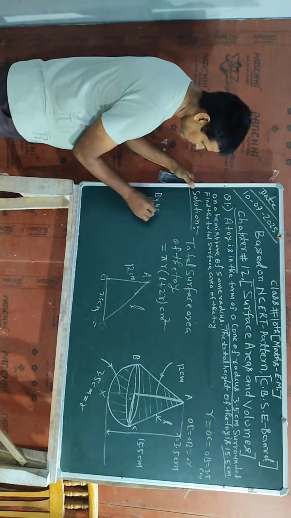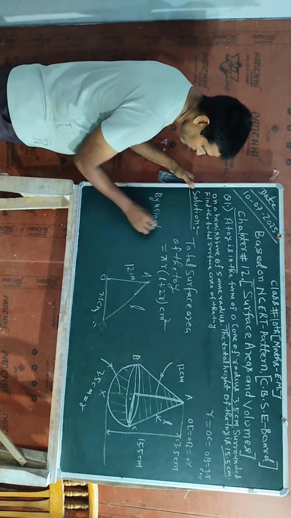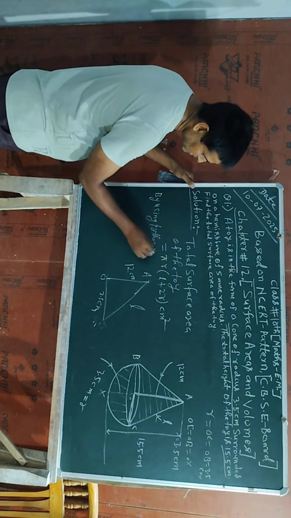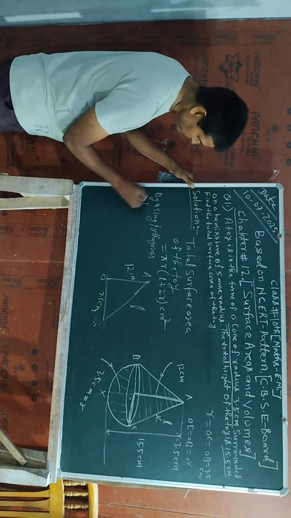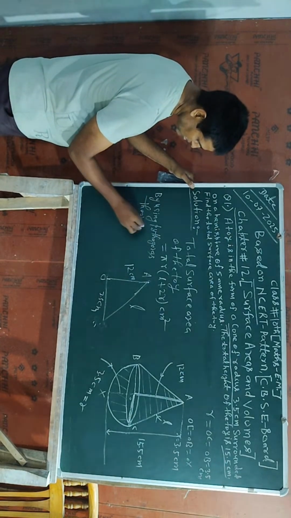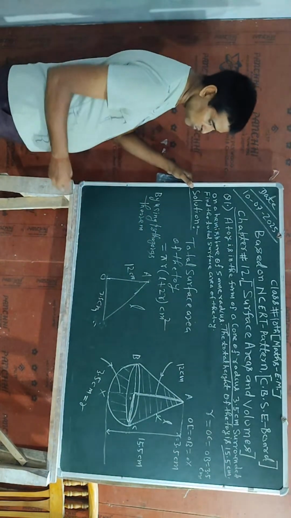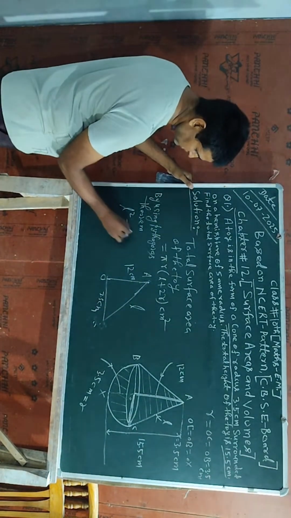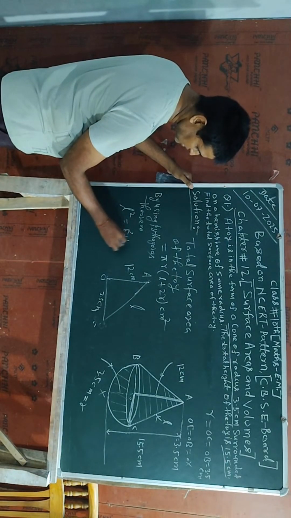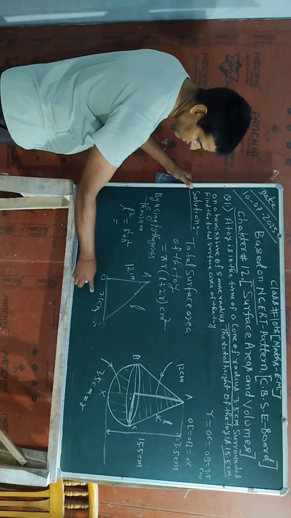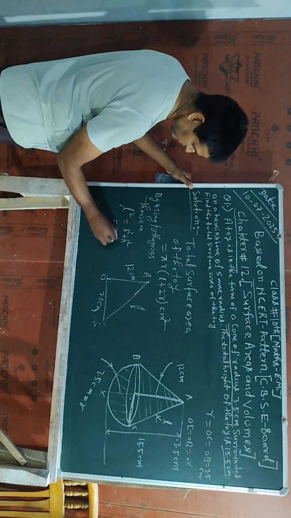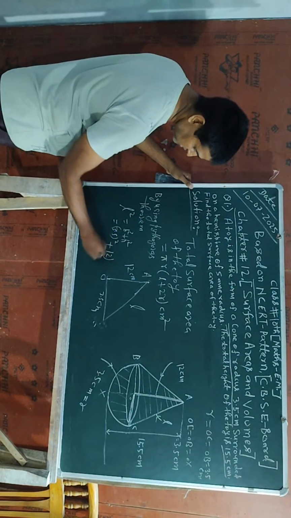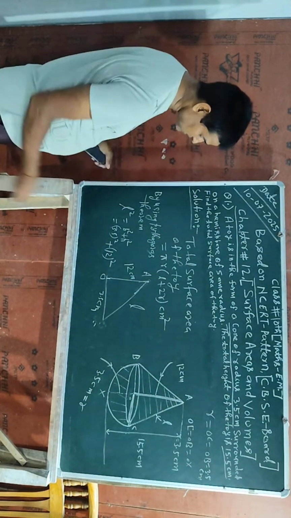By using the Pythagoras theorem, I will say L square is equal to d square plus h square. Now the length of d is 3.5 centimeter whole square, plus the value of h given here, 12 centimeter whole square. Okay, further I will simplify.